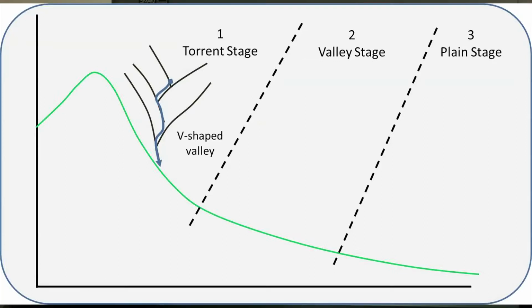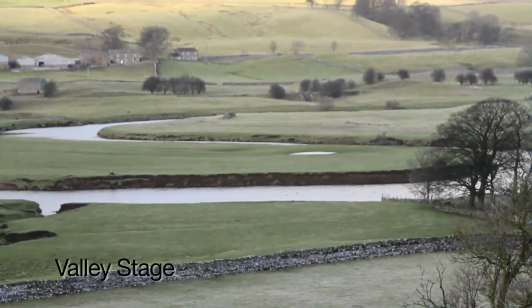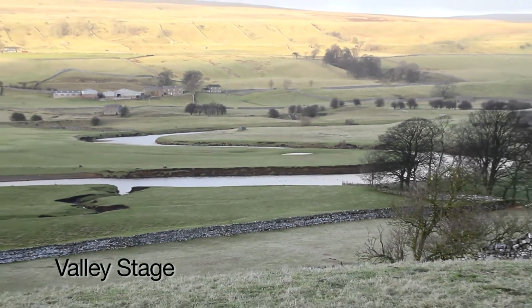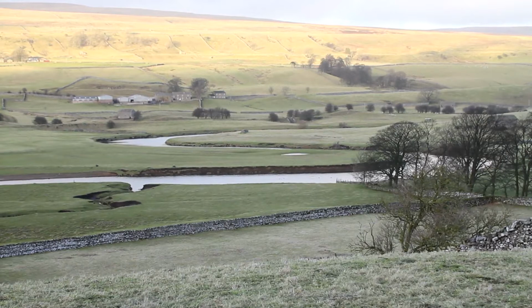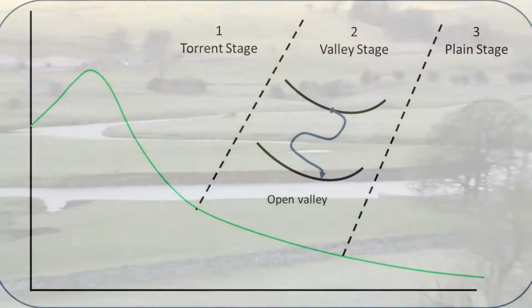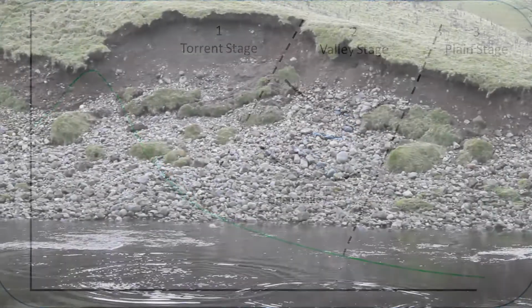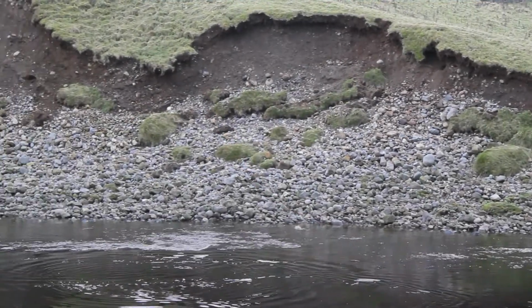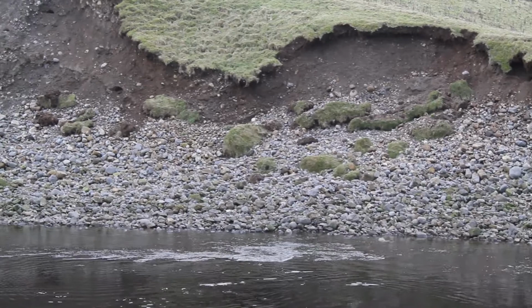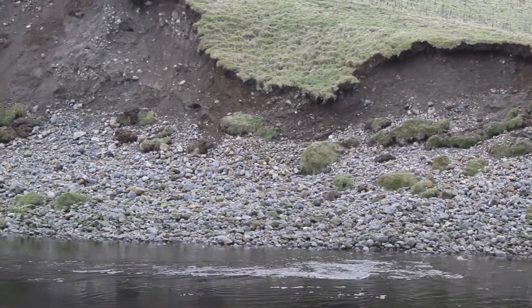In this stage, the vertical erosion has largely ceased, and now the river is swinging from side to side in a big open valley. On the outside of the bend here, you're having lateral erosion. Lateral. Remember, a fish has a lateral fin. It's on the side. So we're cutting away to the side.